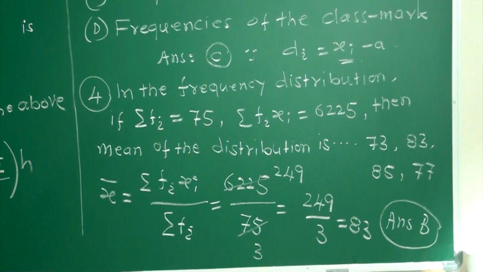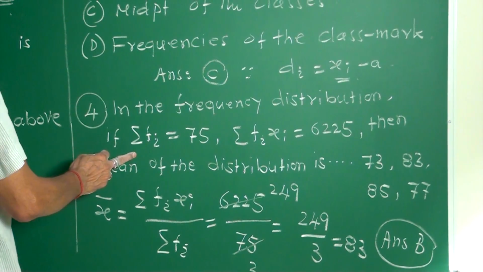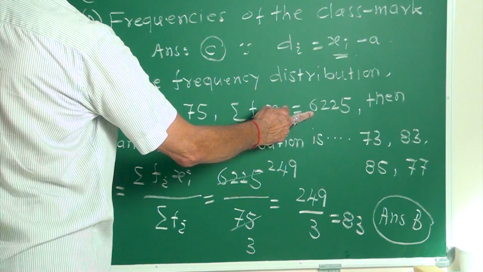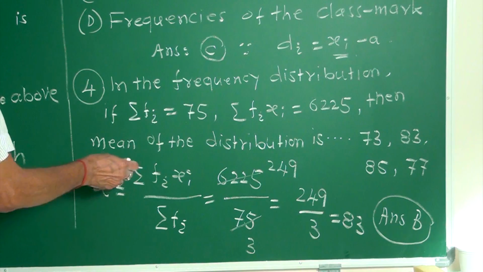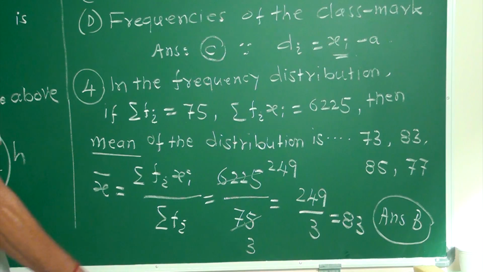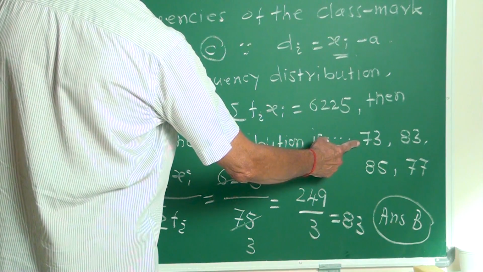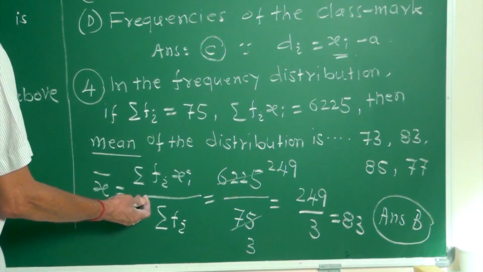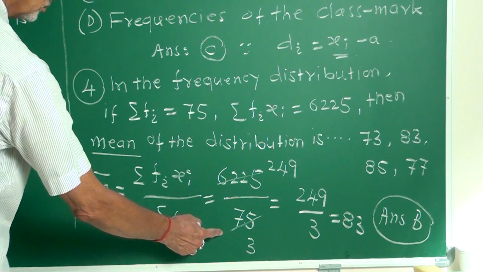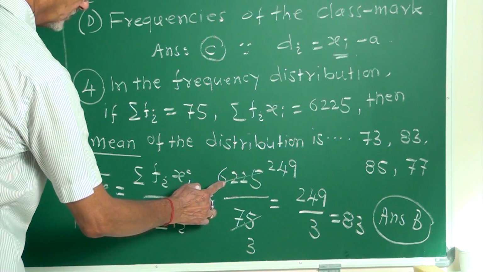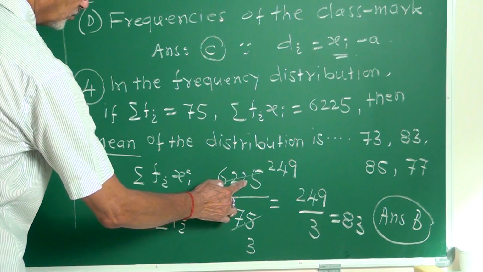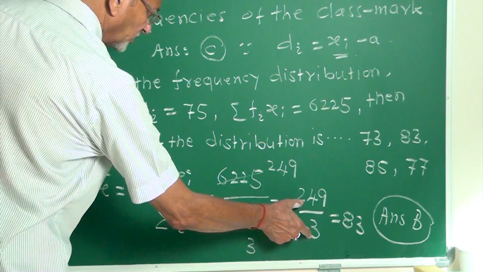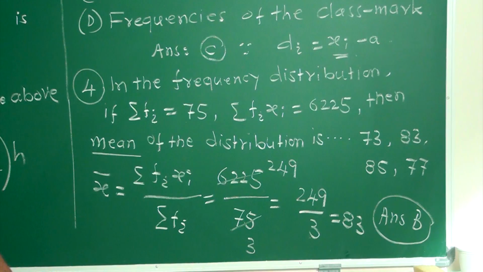Fourth one: in the frequency distribution, if sigma fi is 75 and sigma fi xi is 6225, then the mean of the distribution is, these are the options: A 73, B 83, C 85, D 77. You know the formula x bar equals this. Substituting and calculating, we get 83. Which option? B option is the answer.